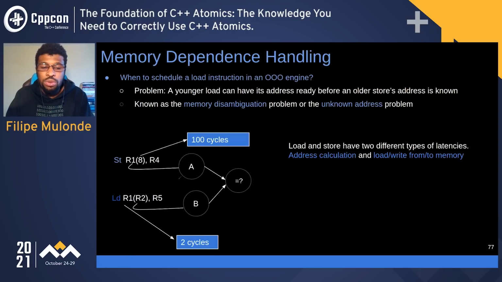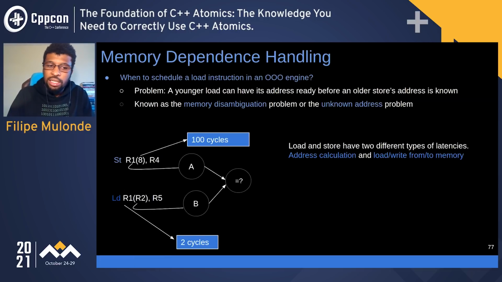And we have this example to help illustrate the memory disambiguation problem. So here we have two instructions. We have a store, and to compute the address of the store takes 100 cycles. Again, before we send a store request, we need to compute the address. And we also have a subsequent load. Also, before we send a load request, we need to compute the address, and the computation of the address of this load takes 2 cycles.